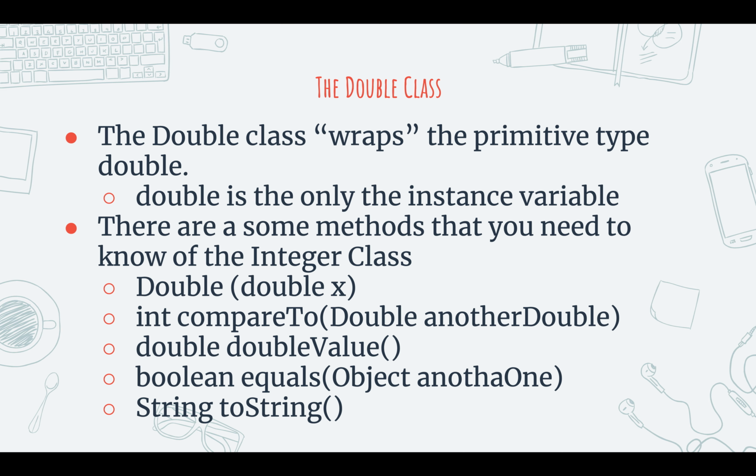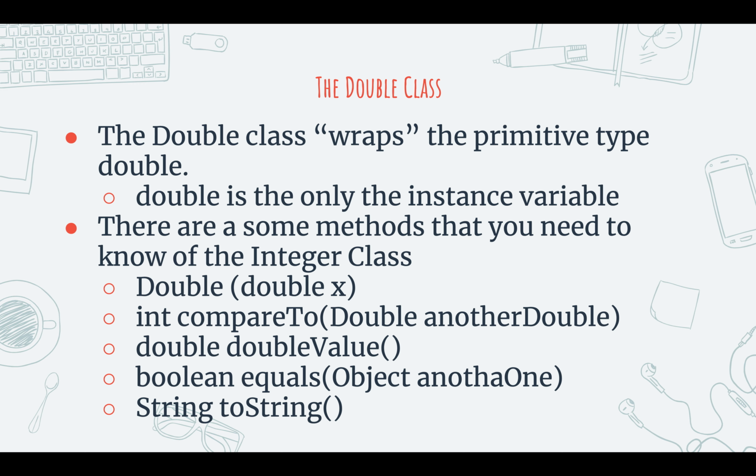Now the Double class does exactly what you think it does based on what you learned from the Integer class. The Double class wraps the primitive type double into a Double object, and double is the only instance variable. With double being the only instance variable, you're wrapping it up into an object, and now that you have a Double object, you can access a bunch of methods that you can use in your algorithm.